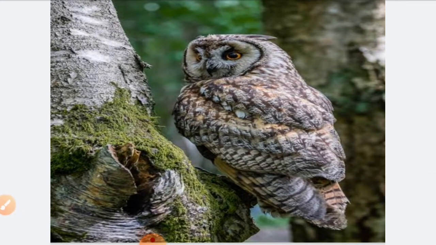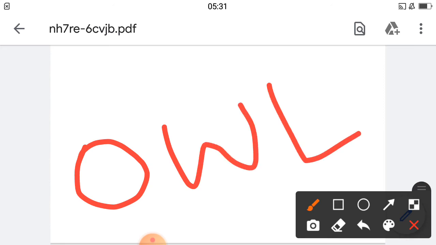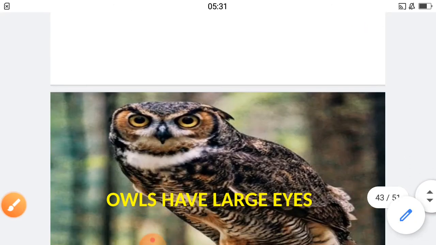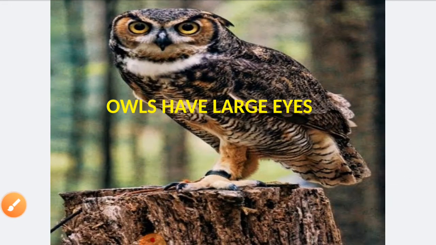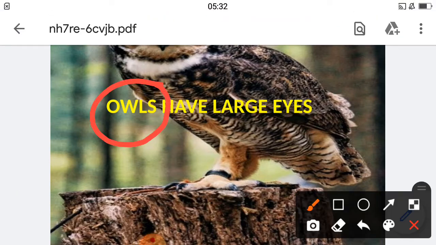Can you tell me what is the name of this bird? Yes? Have you seen this bird? Not a very common bird. It appears basically during the night hours. This is an owl. O-W-L. Owl. Owls have large eyes. Please repeat. So please remember the word is owl, O-W-L, owl.